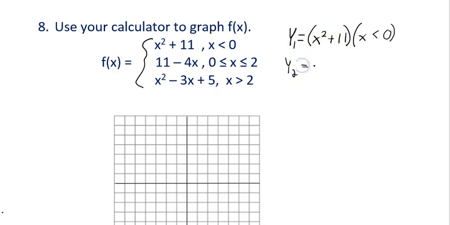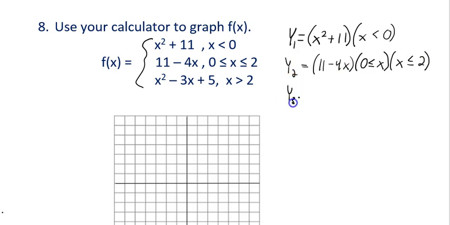Go to y2 and put in parentheses and your second line, 11 minus 4x. Open up another parenthesis. This one's going to be a little different because of the way this one is. You're going to have to put in 0, then go to test and select the less than or equal to, and then the x. You close that out and you open up another one and do x and less than or equal to from the test menu and the 2.